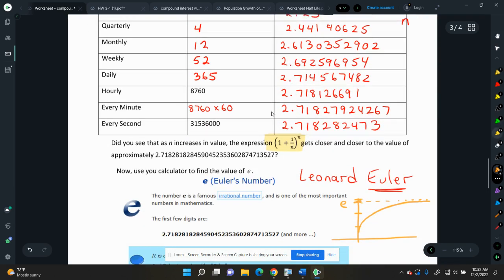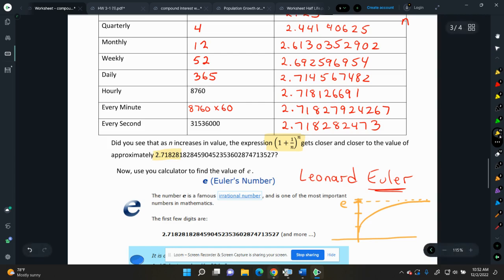Typically, when we memorize this number, just like with pi, we usually just do 3.14. If we want to be more precise, 3.14159. Euler's number, 2.71828, is usually where we go with that.